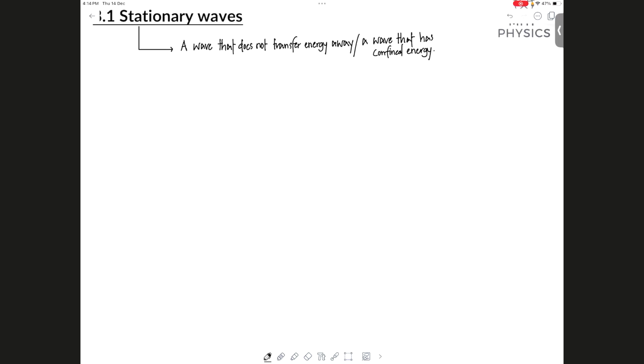Okay, do not write anything. It's a little complicated. So if you don't get it the first time, second time, third time, it doesn't really help that much. Okay, so the first time is important. So what is this stationary wave and how does it form?